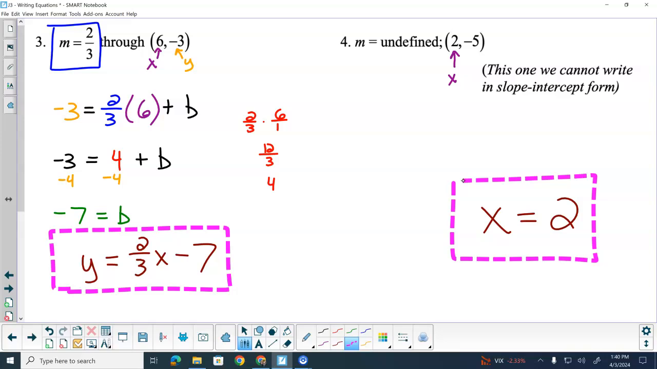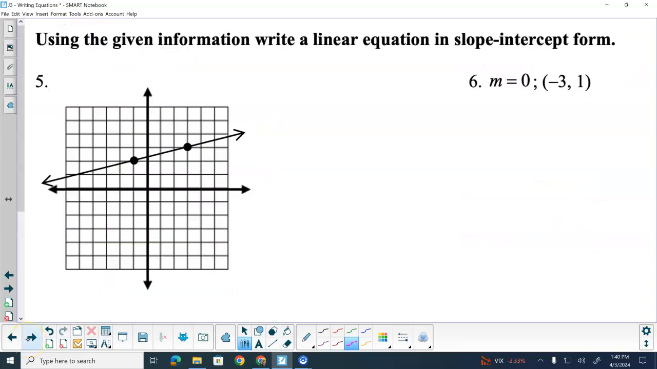Okay? With me on that? Flip the page. We're actually going to go to number 6 first. And we're going to do number 6 first.